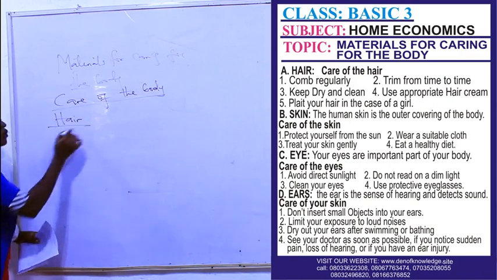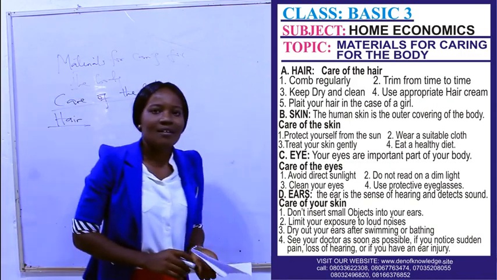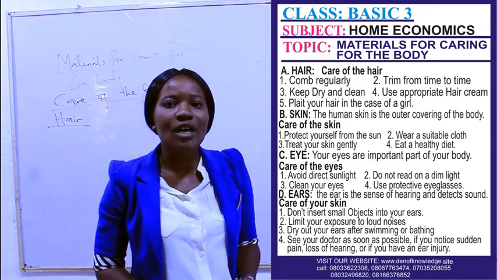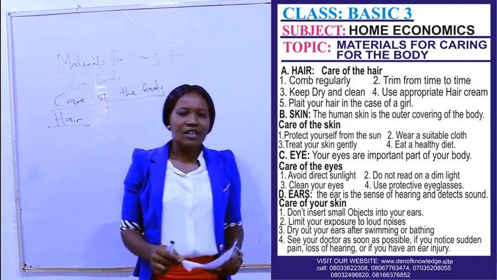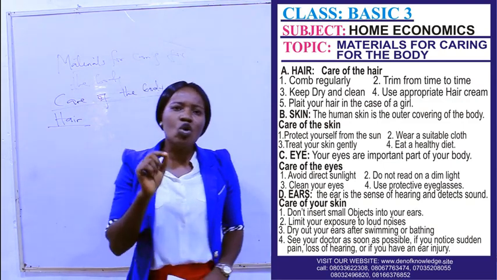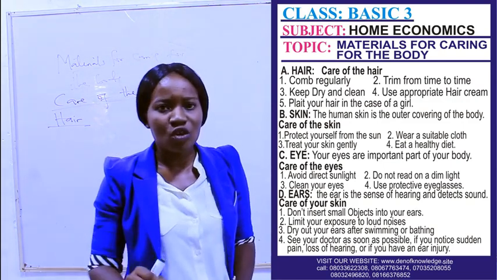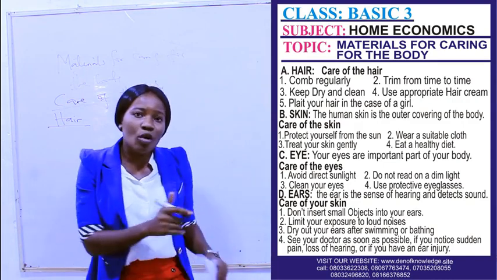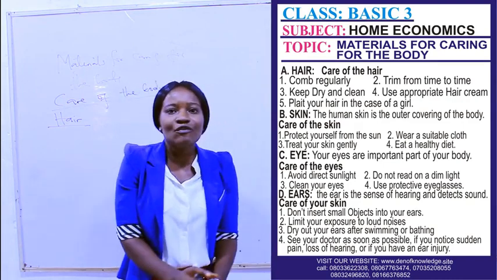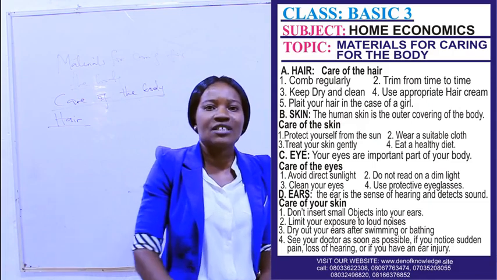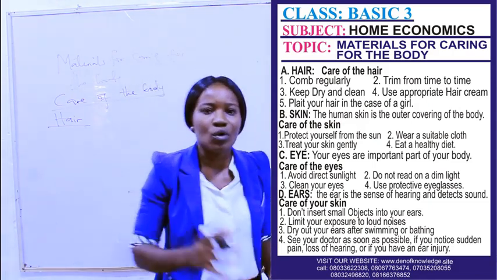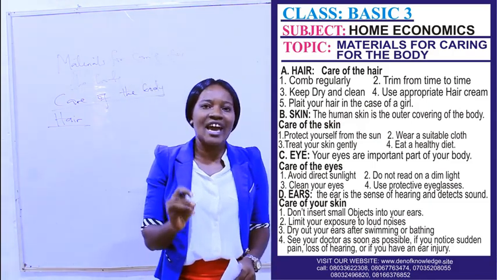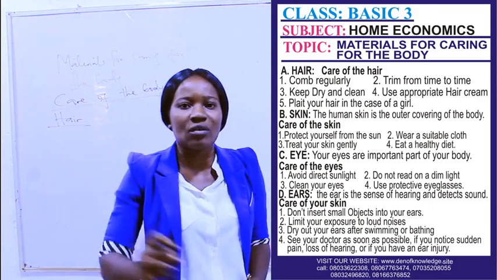We pick the first one: hair. How do you care for your hair? The first one, you comb regularly. You don't comb on Monday and leave. You will not comb on Tuesday, Wednesday, Thursday, then on Saturday you will not comb your hair. No. Combing of hair should be done regularly.